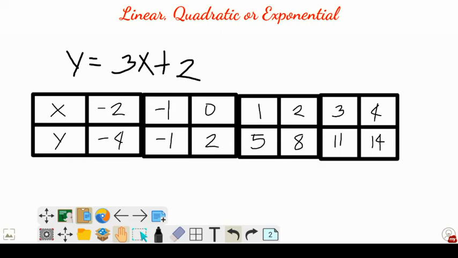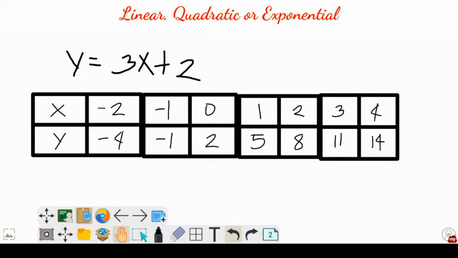So let's see our first example. So i-determine natin kung anong klaseng function ito. Linear ba siya, quadratic, or exponential, based sa ating table na nakikita natin. So we have a function y equals 3x plus 2. So we assume na hindi natin alam kung anong klaseng function ito. So ititingnan natin using differences.